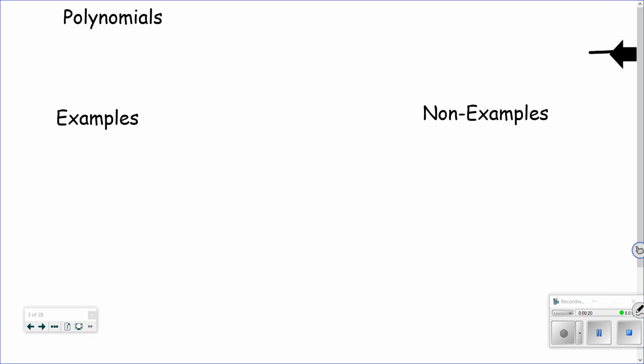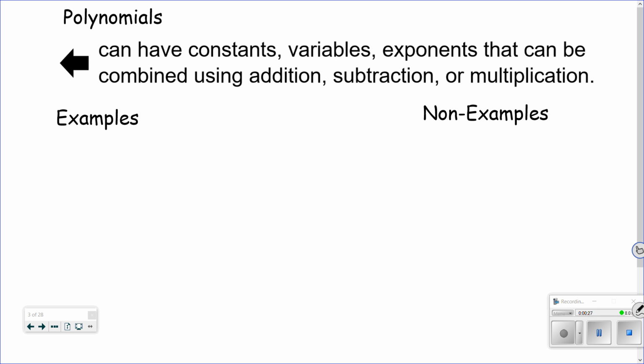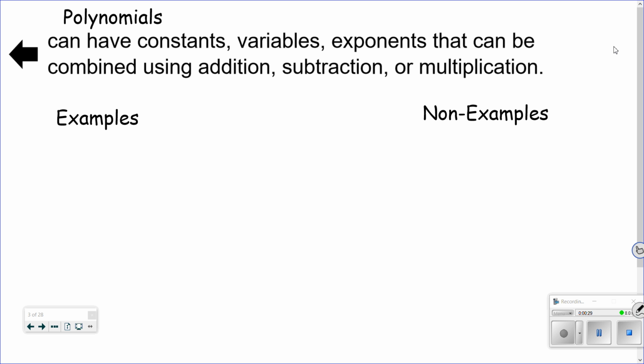A polynomial can have constants, variables, exponents, and they can be combined using addition, subtraction, or multiplication. If you need to, pause that for a second and write that down, and then we'll go through some examples and some non-examples. Some examples are, if you even have a constant, for example, 5 is considered a polynomial.